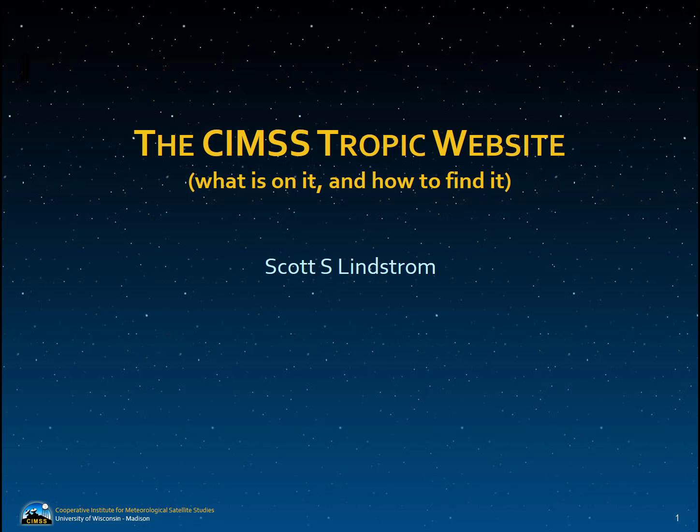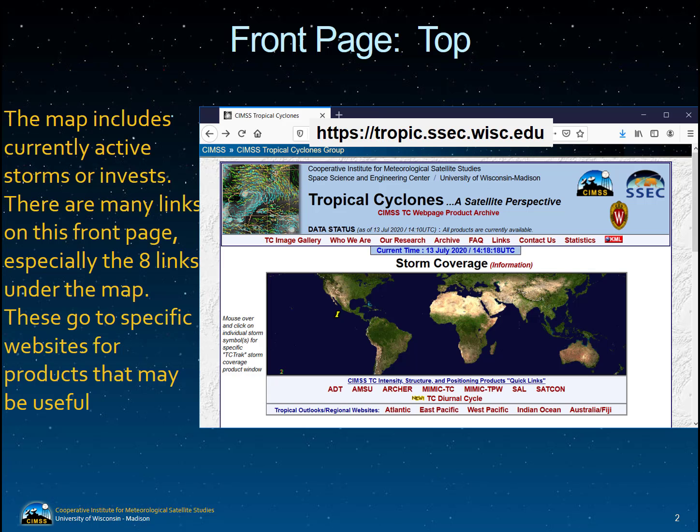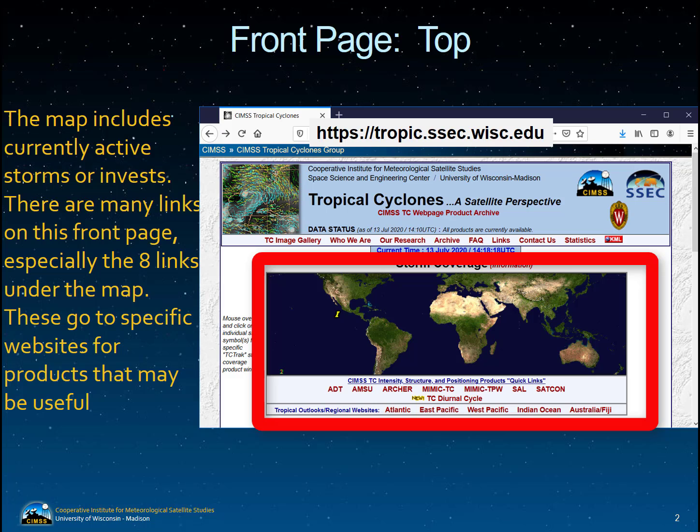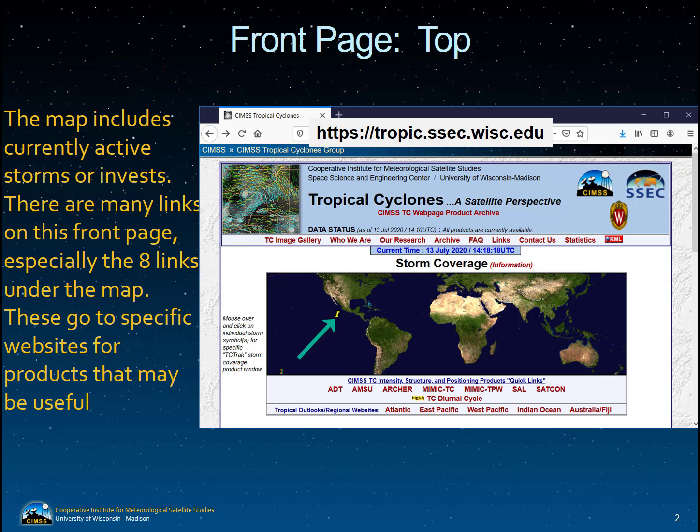This short video will describe the CIMSS Tropic website, what's on it, and how to find it. I'm Scott Lindstrom from CIMSS. The Tropical website is shown at the URL listed on the slide here. This is the front page when you go to the website. The map includes currently active storms or invests. The I is for region of investigation.